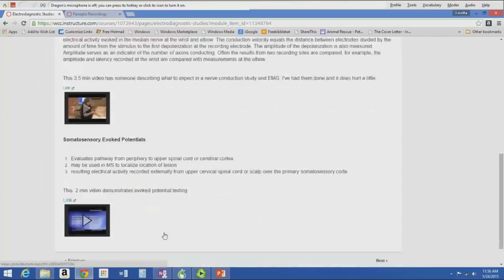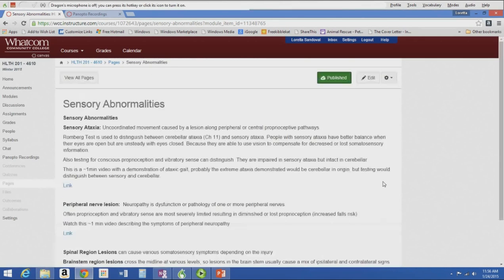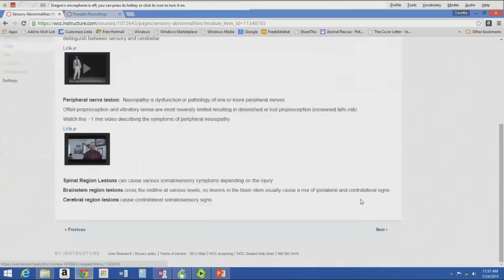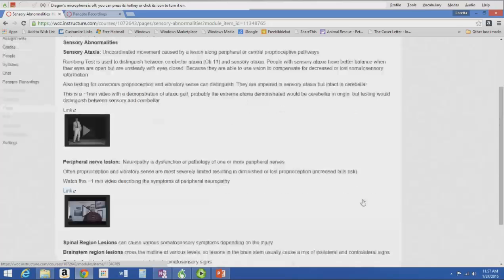There's a little 2-minute video demonstrating that evoked potential testing. So that's just something to know about. So we're going to talk, just very briefly, about different lesions and what somatosensory symptoms show up with those different lesions. And there are a couple videos that are very short, less than a minute, demonstrating ataxic gait and symptoms of peripheral neuropathy. Both of those you will see a lot in the clinic.